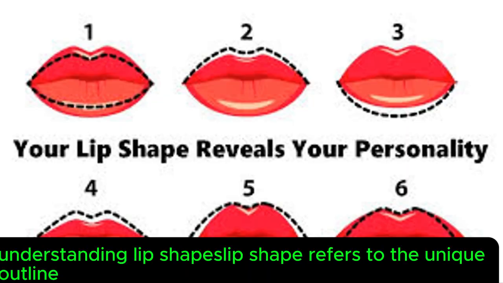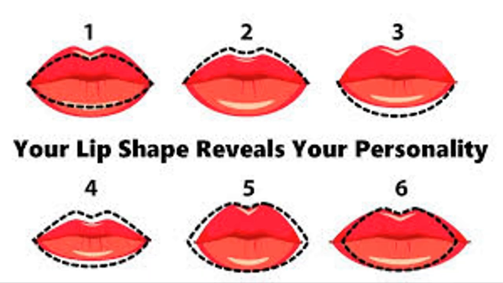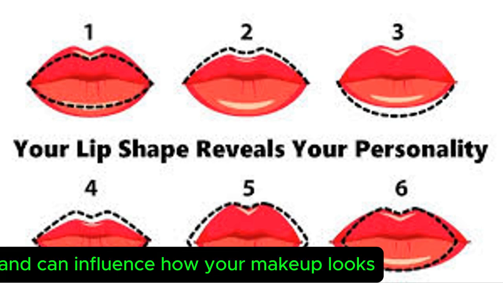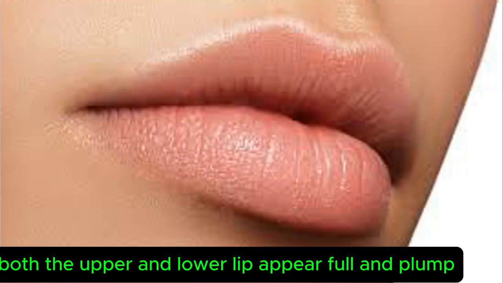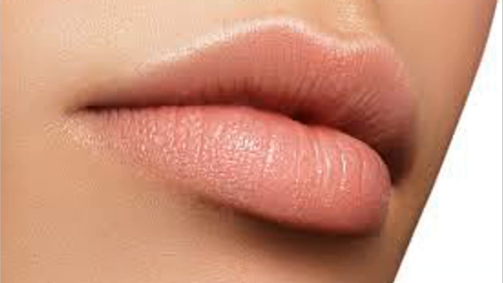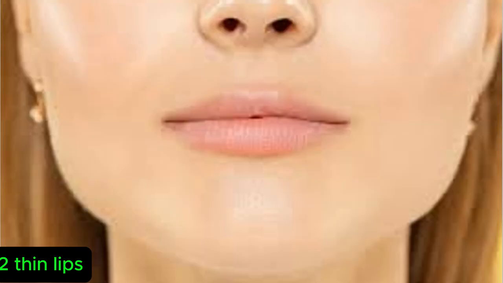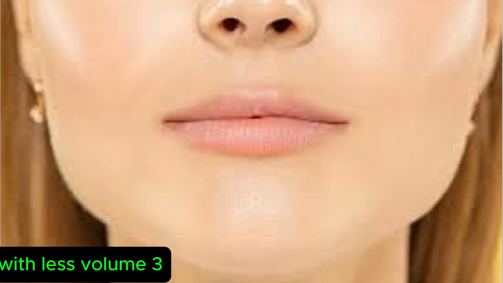Understanding lip shapes. Lip shape refers to the unique outline and proportions of your upper and lower lips. It's a key part of your facial features and can influence how your makeup looks. Here are some common lip shapes. 1. Full lips. Both the upper and lower lip appear full and plump, with a well-proportioned balance between them. 2. Thin lips. Both the upper and lower lips appear thin and delicate, with less volume.